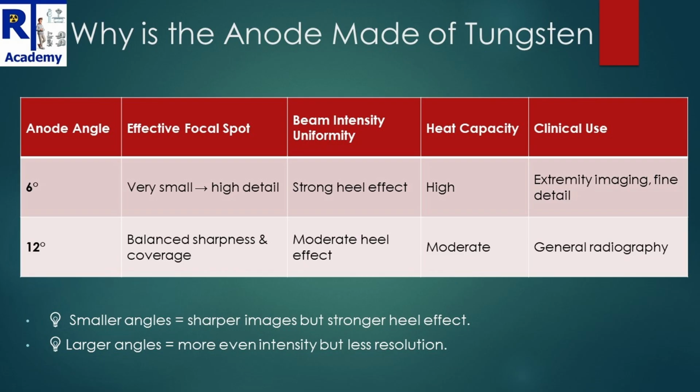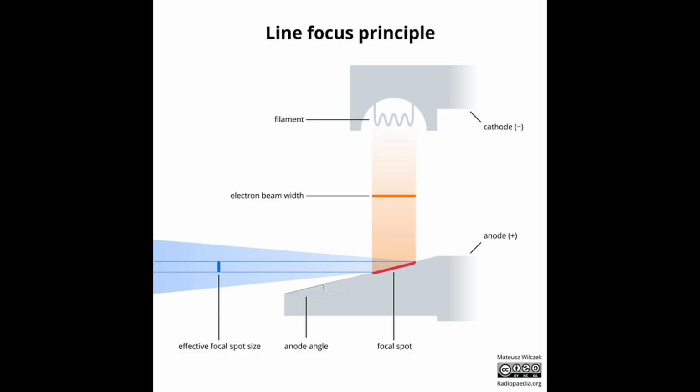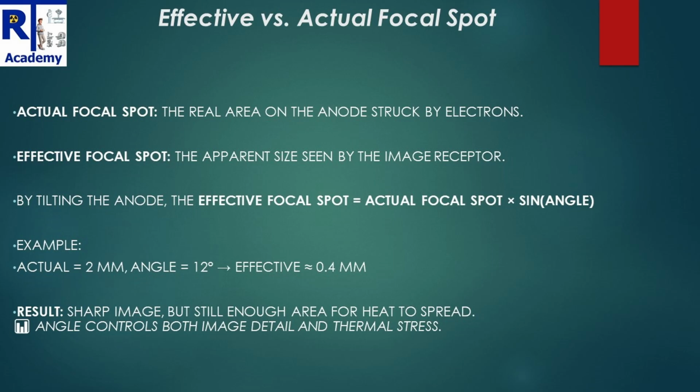Let's explore. The first concept is the line focus principle. By angling the anode, the area where electrons hit becomes larger, which helps spread the heat over a wider surface. At the same time, the X-rays exiting the tube appear to come from a smaller focal spot, which improves image sharpness and resolution.